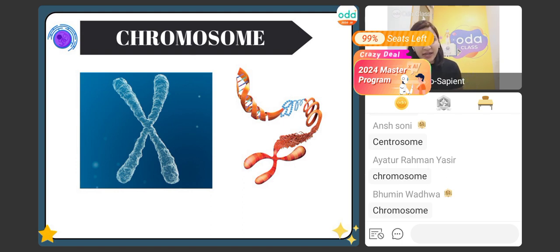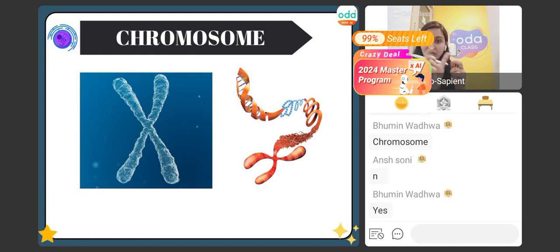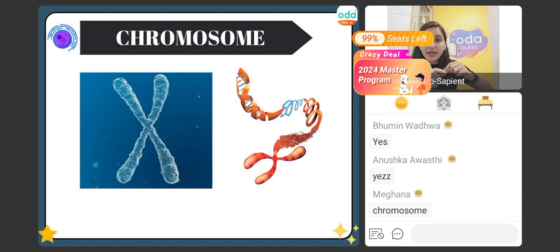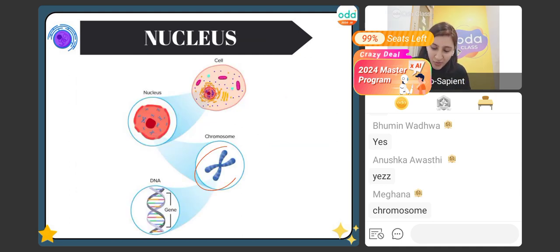Helix is the DNA. DNA contains genes, right? And this DNA will become chromatin, then it will become chromatid, and it is now chromosome, which is present inside the nucleus. Okay, during cell division, it is easy to separate when it is chromosome.